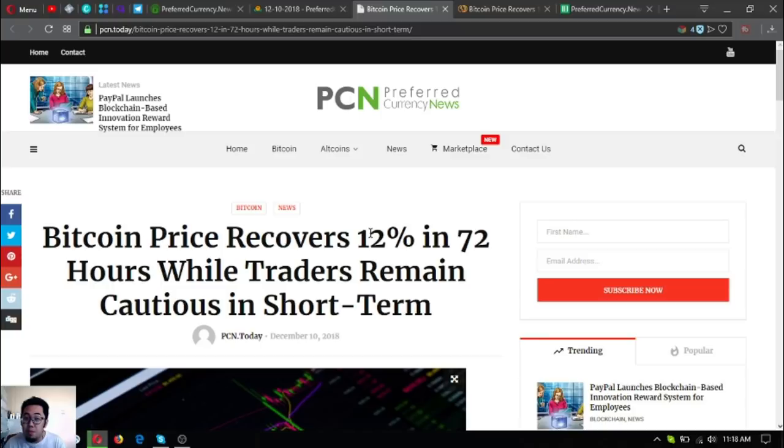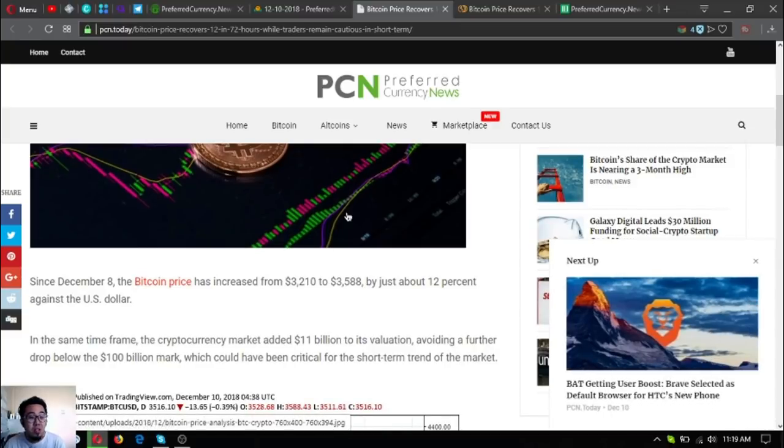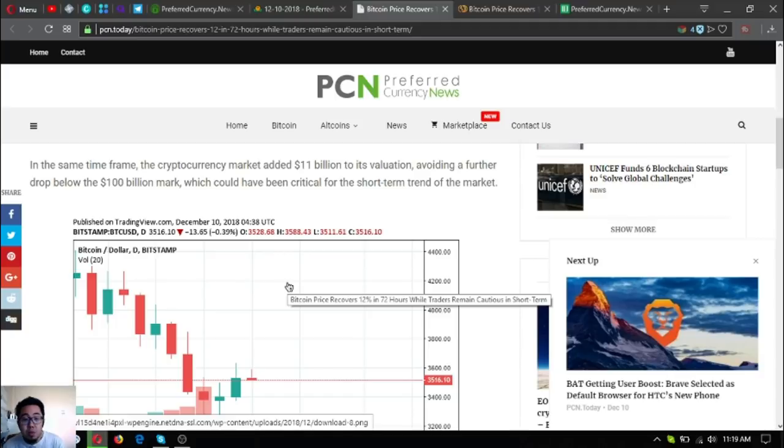Bitcoin price recovers 12% in 72 hours while traders remain cautious in short term. So this is very nice. All right, so we're in the bull market. Since December 8, the Bitcoin price has increased from 3,210 to 3,588, by about 12% against the US dollar. In the same time frame, the cryptocurrency market added $11 billion to its valuation, avoiding a further drop below the $100 billion mark, which could have been critical for the short-term trend of the market.